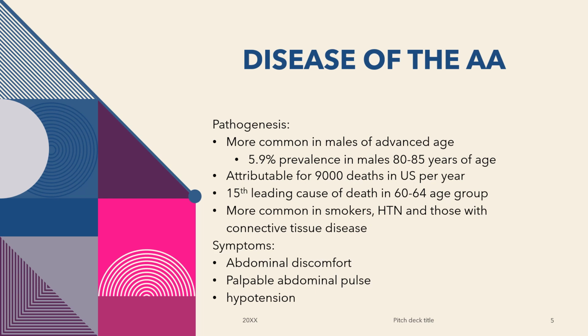And then finally, hypotension. If you're seeing a significant drop in blood pressure, obviously one of your concerns is internal bleeding, and so that would be a very alarming symptom of the disease.